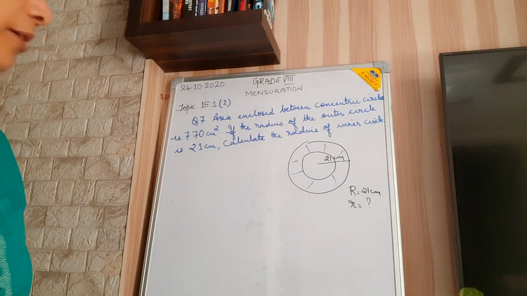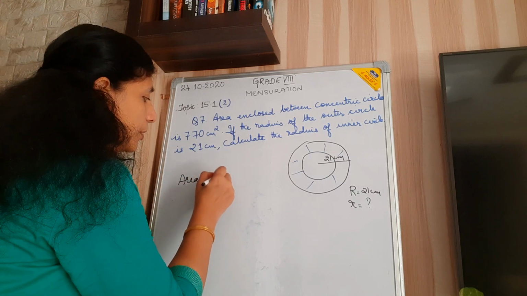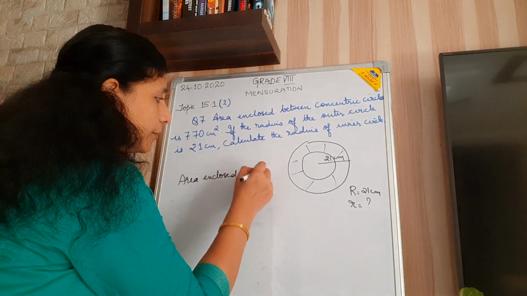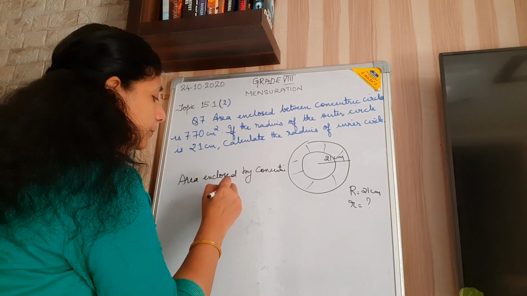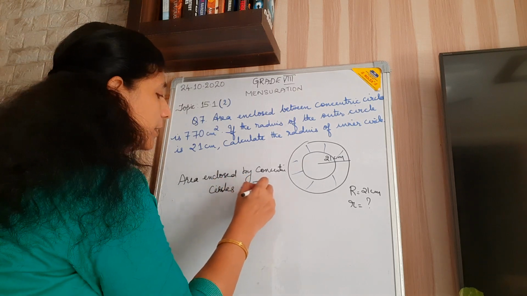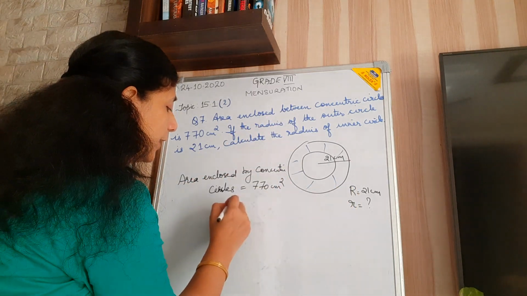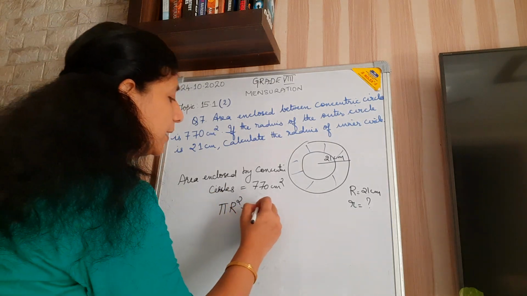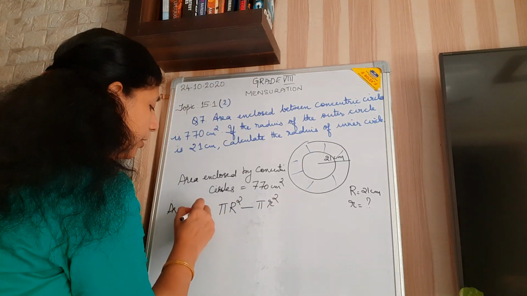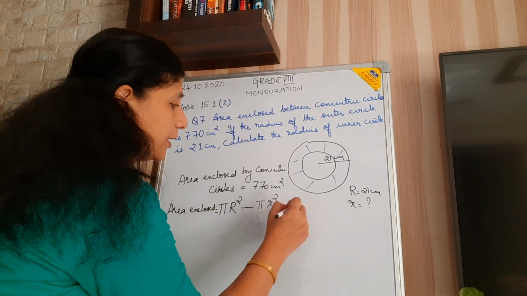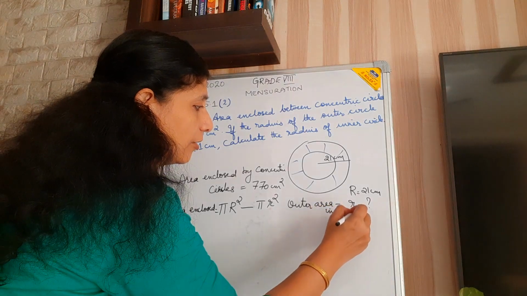So what is the outer area? The area enclosed by concentric circles is given as 770 centimeter square. If capital R is the outer radius, the outer area is pi R square. Outer area minus inner area is the area enclosed. So area enclosed is the outer area minus the inner area of the circle.